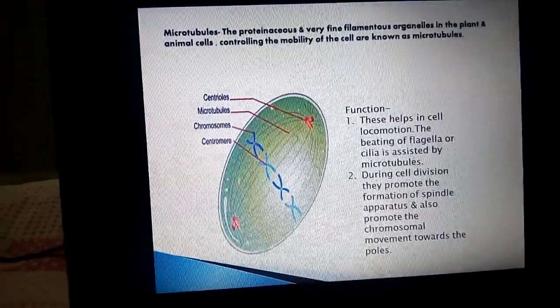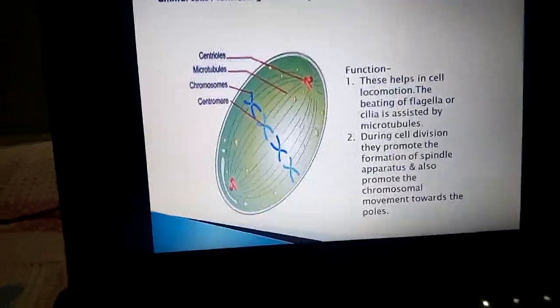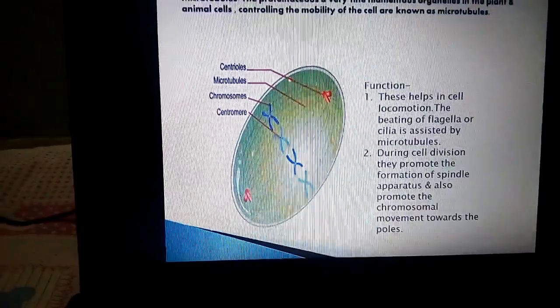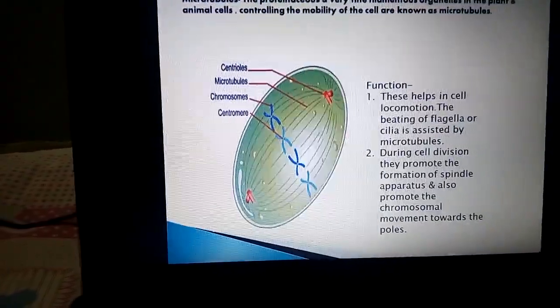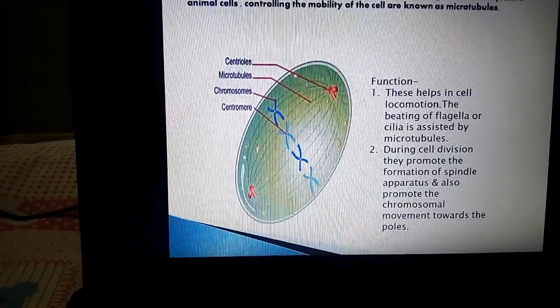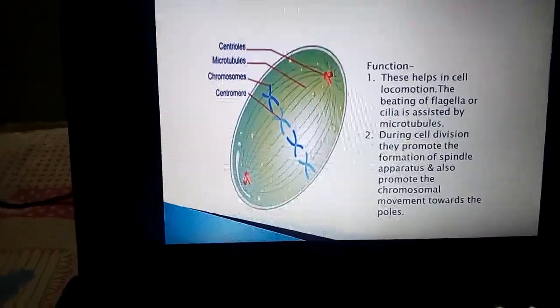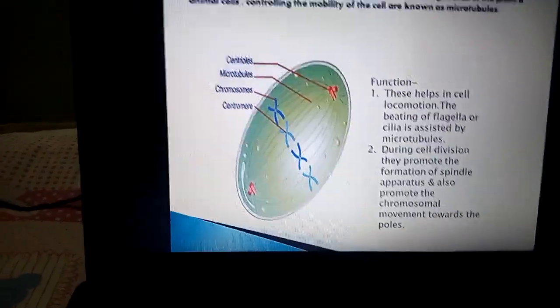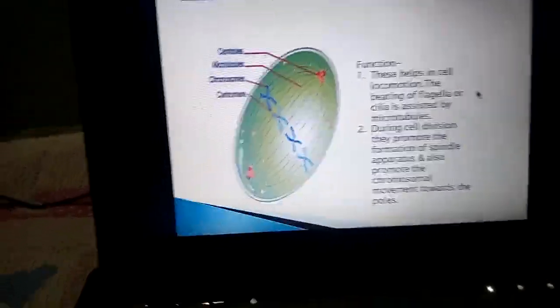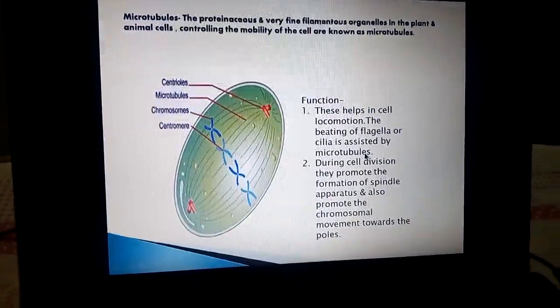They form a supporting framework or cytoskeleton and give shape to the cells. Another role of microtubules: I already told you that they form the spindle during mitotic and meiotic cell division, and they form cilia and flagella that help in movement. So that's all about microtubules.